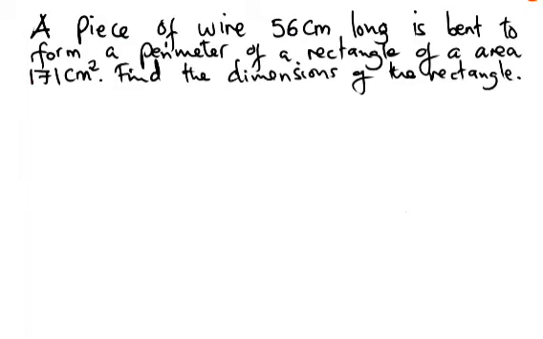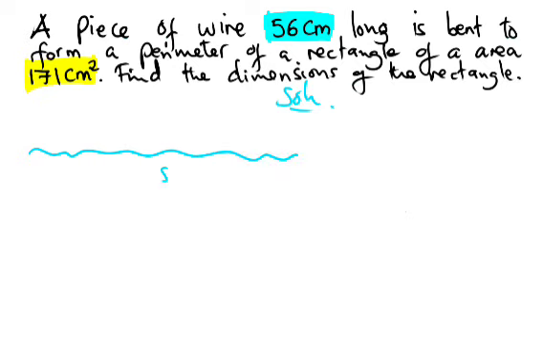Let's see the solution of this question. A piece of wire which is 56 centimeters long is bent, forming the perimeter of a rectangle of area 171. So we have been asked to find the dimensions of the rectangle. To understand the question, let's have this illustration. Let's say this is the wire, which is 56 centimeters long.